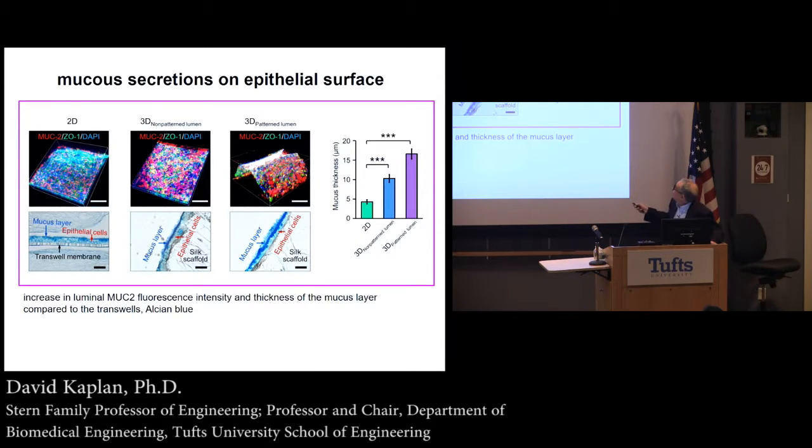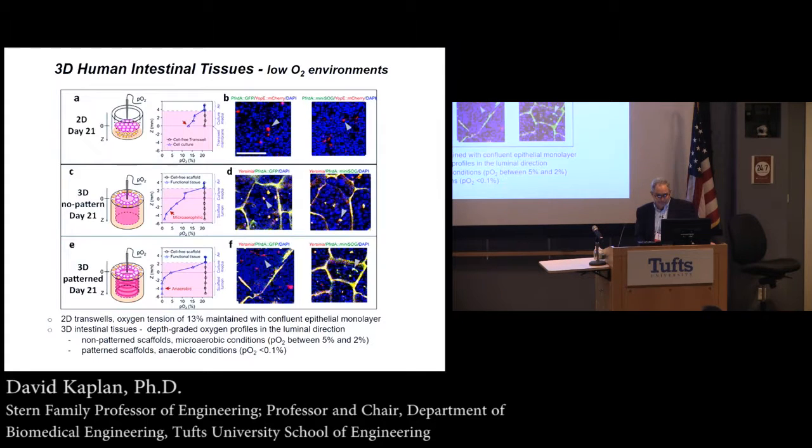Here's a cross-section for the 3D patterned lumen, and you see multi-layered mucus, which really recapitulates what you see in the human condition. And if you care about quantitation, you can see the 3D patterned lumen gives us the most copious amounts of mucus compared to the 2D transwell and the non-patterned lumen. So function in terms of mucus is also very, very prominent here.